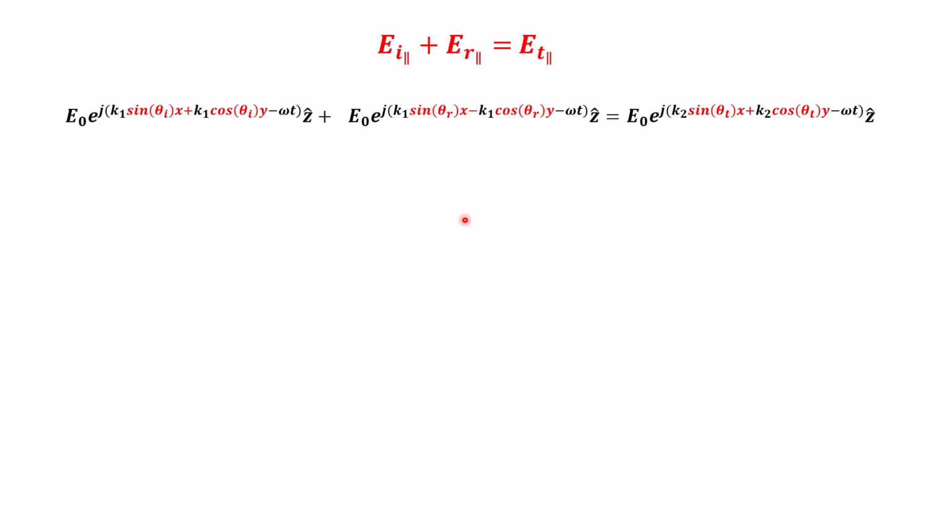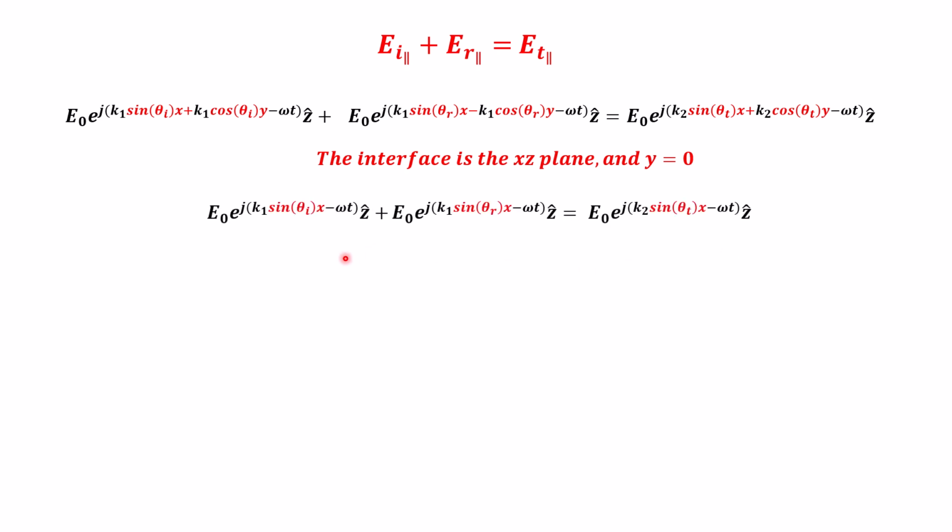If you see how we defined our problem earlier, the interface is the xz plane, and it's at y equals 0. Because y equals 0 in this case, we can set the y's of each electric field to be equal to 0, and we can simplify it as such.